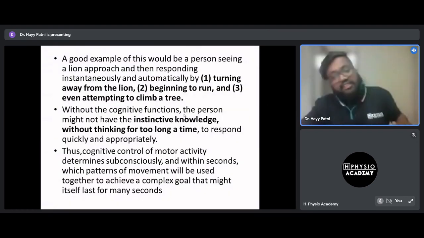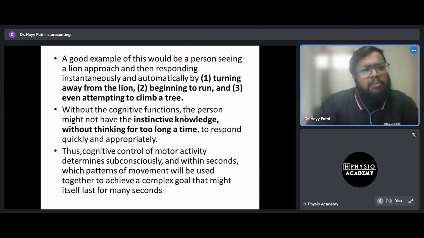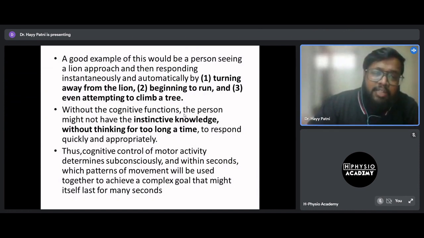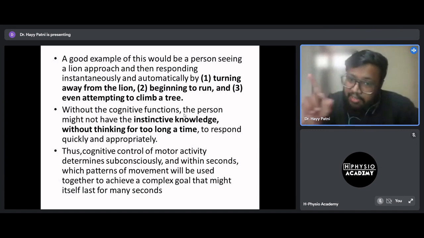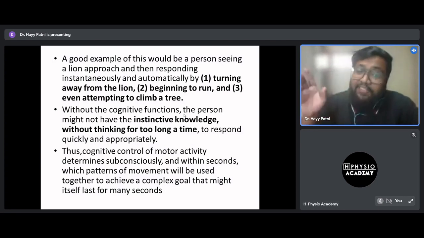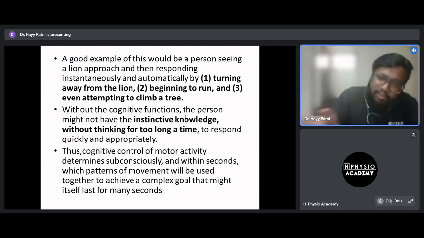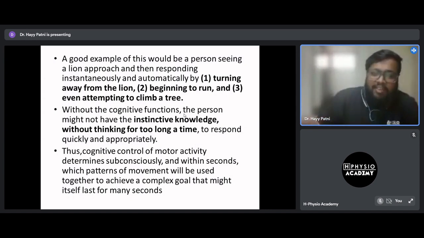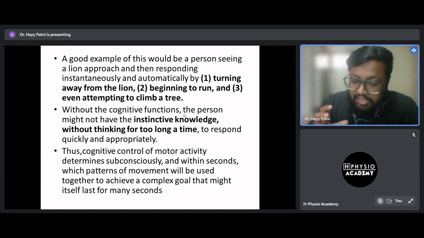So again, a good example of this would be a person seeing a lion approach and then responding instantaneously and automatically by turning away from the lion, beginning to run, and even attempting to climb a tree. In your and my case, running outside of our houses. Without the cognitive functions, the person might not respond quickly and appropriately without thinking for too long. Yes, so without cognitive function, you wouldn't recognize where to run.